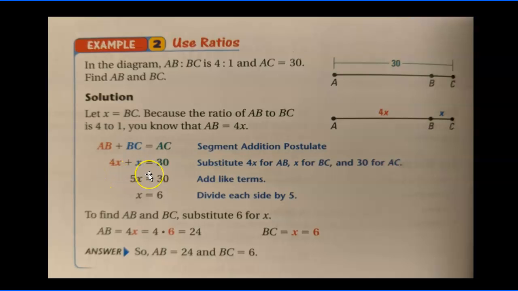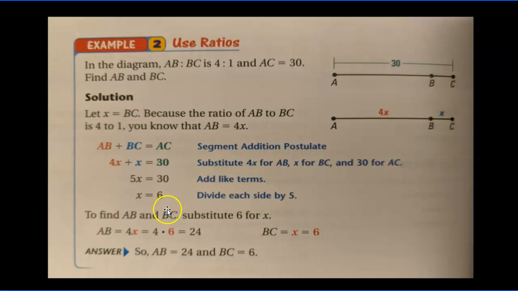All right, then I add my X's. You know how to do that. I'm going to end up with 5X equals 30. Then I divide 30 by 5, and I end up with X equals 6. Now, don't give me that answer. It didn't ask me for the value of X, so be really careful in what you're looking for. I want to know the value of AB, and I want to know the value of BC.